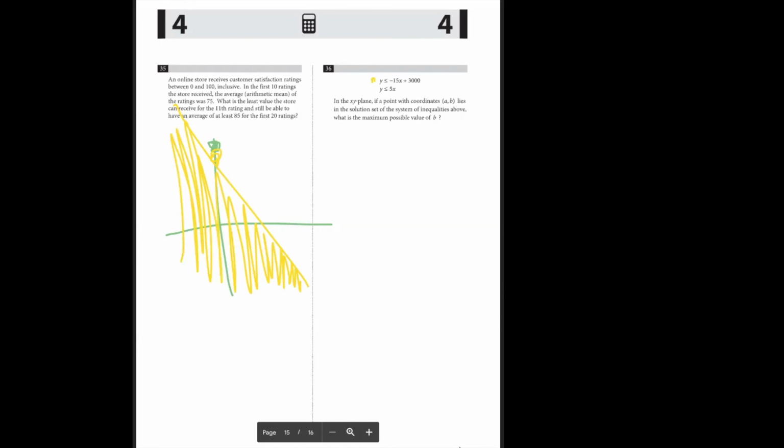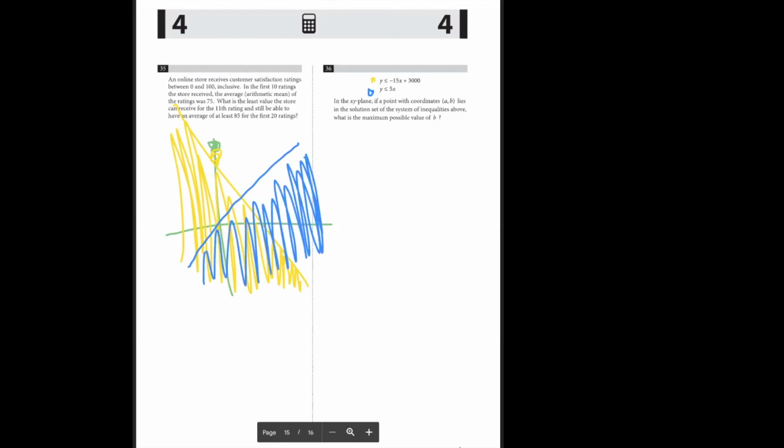Our next equation, I'll do this one in blue. It's just 5x. So it's a slope like this, and you're shading everything over here. So the solution set of the system is a point a comma b, and it's asking what is the maximum possible value of b.